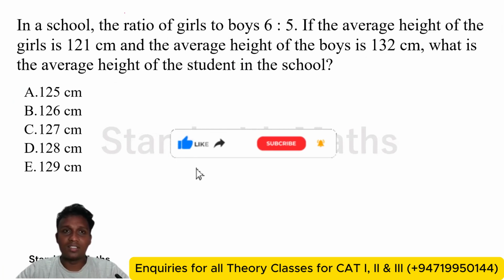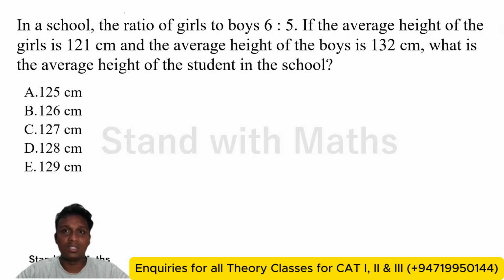Today I'm explaining one of the Olympiad Mathematics questions in Sri Lanka given by SLMC. Let's read this one and try to find the answer. In a school, the ratio of girls to boys is 6:5. If the average height of the girls is 129 centimeters and the average height of the boys is 132 centimeters, what is the average height of the students in the school?